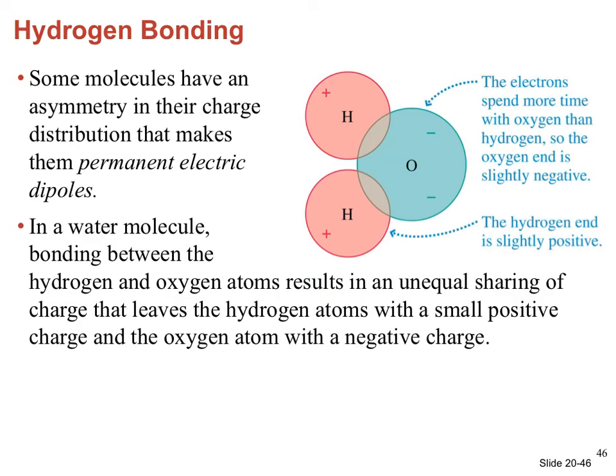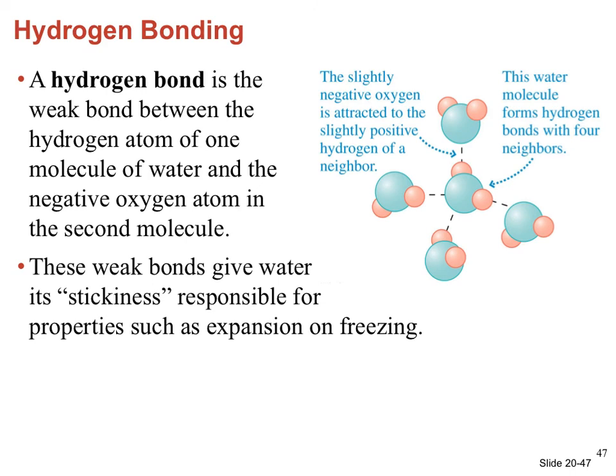Here's water again. So this is an example of hydrogen bonding. This is what I was just talking about. The electrons are shared between hydrogen and oxygen, and that leaves this net negative charge. So what we have here is a positive right-hand side, a positive left-hand side, and a negative side. So there is this bonding, but it also creates this electric dipole. A hydrogen bond is the weak bond of hydrogen from one molecule to the negative oxygen atom in the other molecule. These weak bonds give water its stickiness, which is responsible for its unique properties like expansion when freezing, and how it changes size as temperature changes.